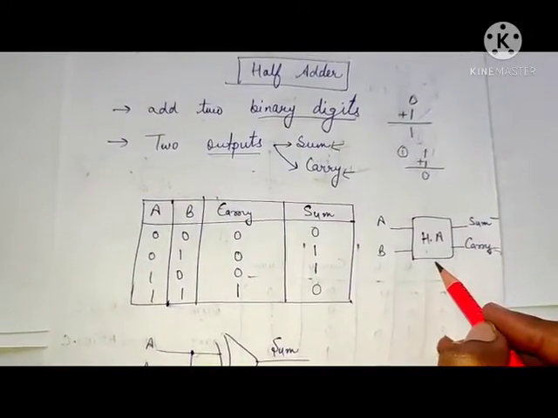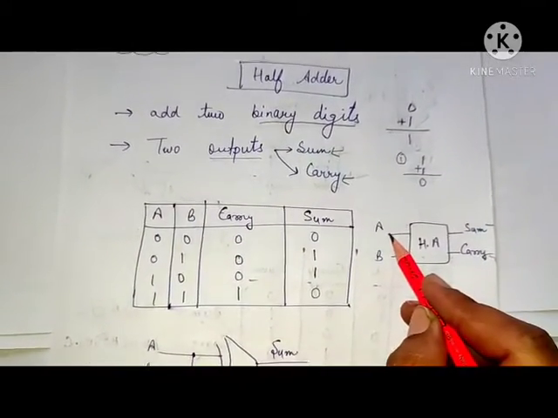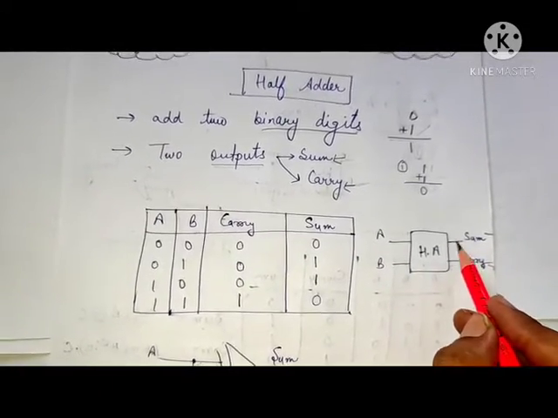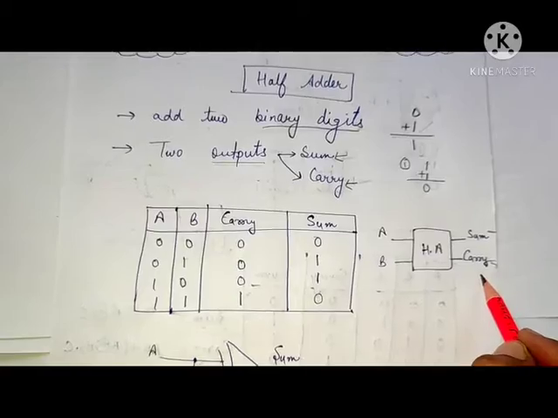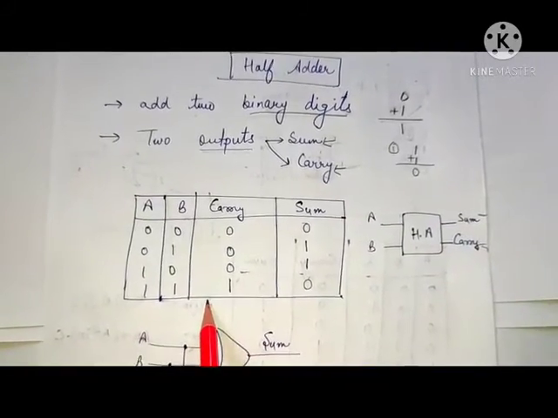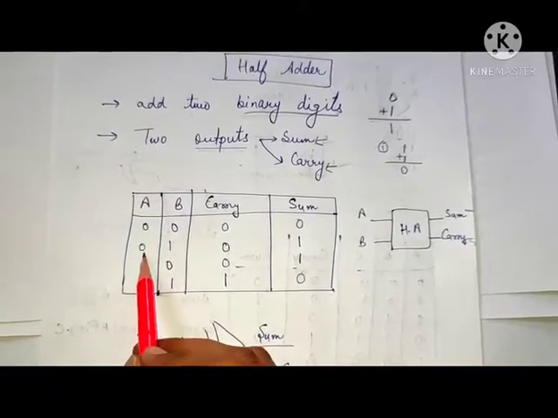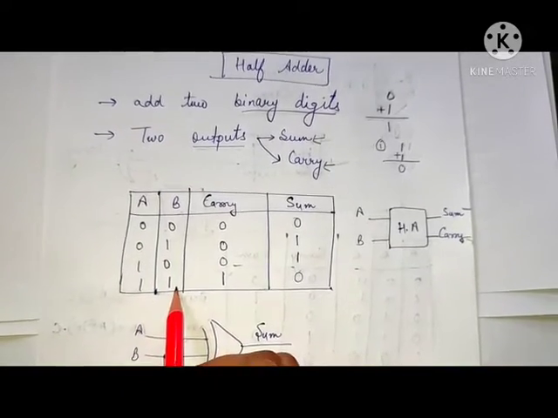Now this is the block diagram of the half adder. It takes two inputs, two digits, and produces two outputs, sum and carry. This is the truth table. For two inputs there are four combinations: 0 0, 0 1, 1 0, 1 1.